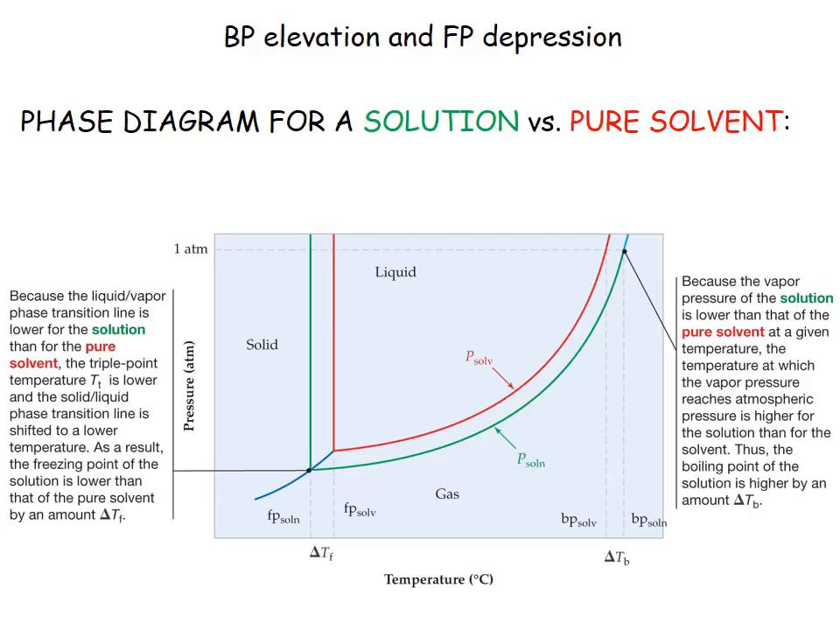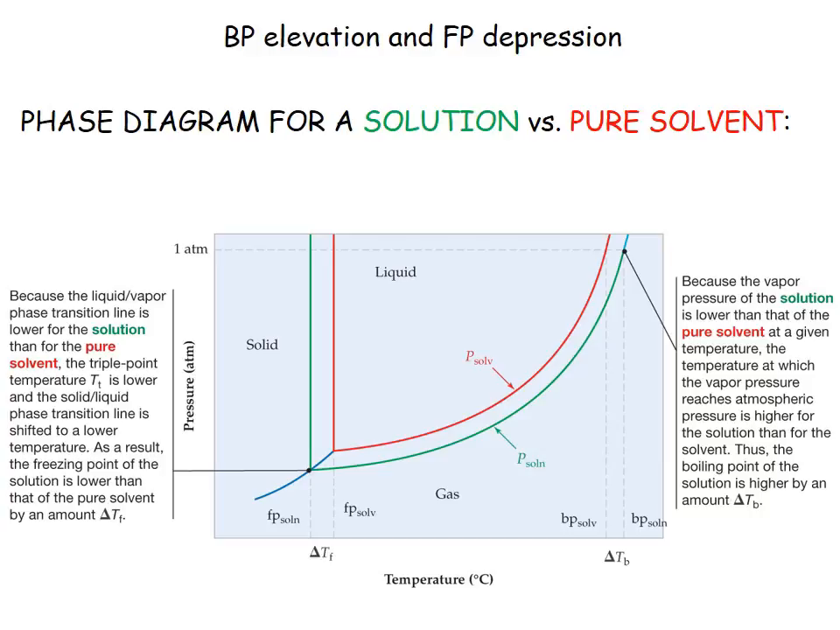The blue line is just the line that separates the solid and the gas, but the red line is the line that separates a pure liquid from its solid phase and a pure liquid from its vapor phase. The green line, however, is what you would see for a solution, and so the boiling point is elevated.